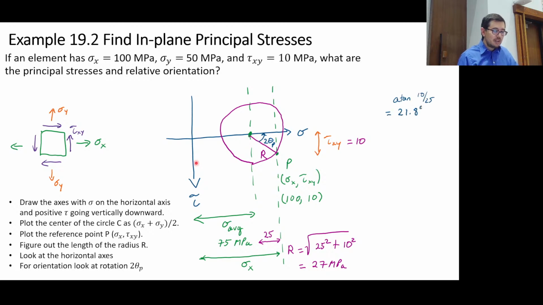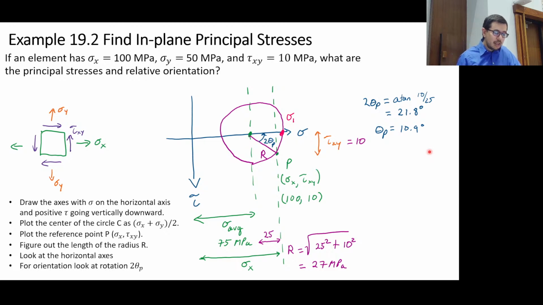And we can look at that angle of rotation. We already calculated what it was: 21.8 degrees, this phi, or the 2 theta p. That's what's going to be equal to 21.8. So theta p is just going to be equal to half of that, 10.9 degrees.